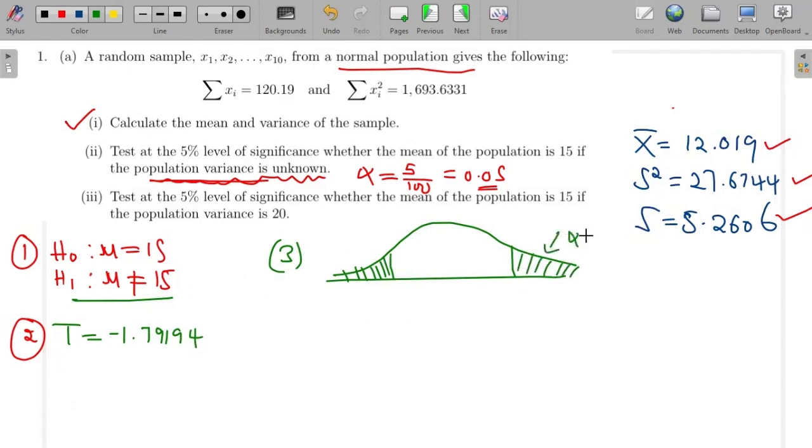This one here will just be alpha over 2. Even this one will just be alpha over 2. And then the region in the middle is going to be our fail to reject region.